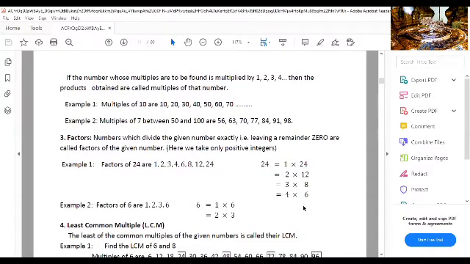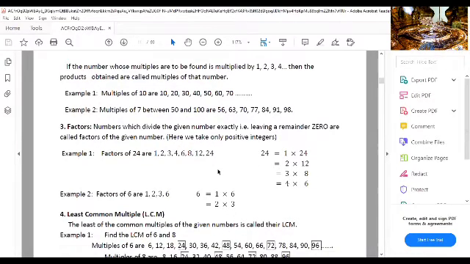Now what do we get next? Again 4 sixes are 24. After that we take the reverse: 6 fours are again 24. 8 threes are 24. 12 twos are 24. 24 ones are 24. Now the factors of 24 are 1, 2, 3, 4, 6, 8, 12, 24. These are the factors of 24.